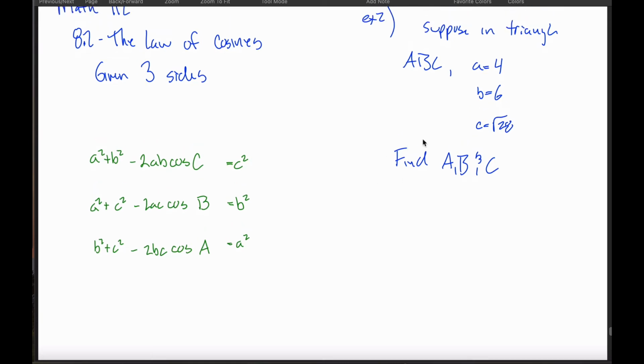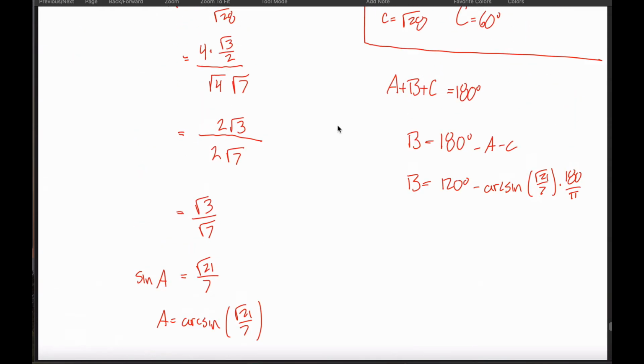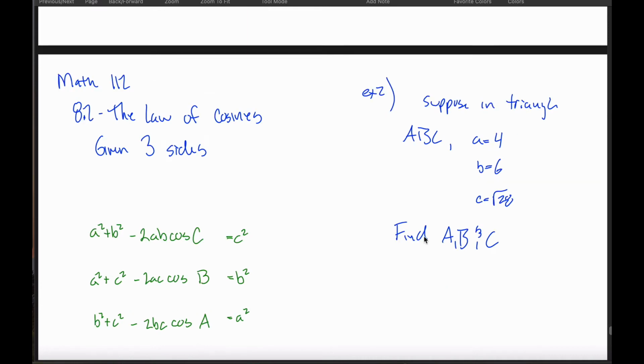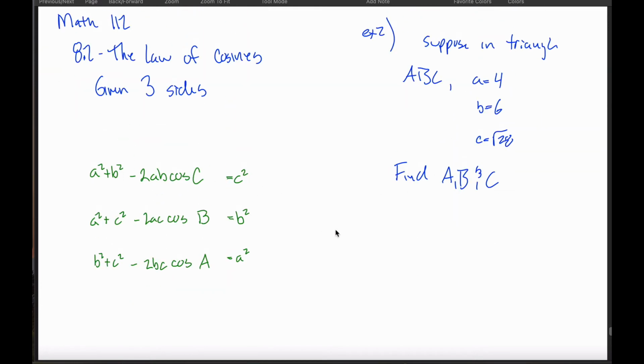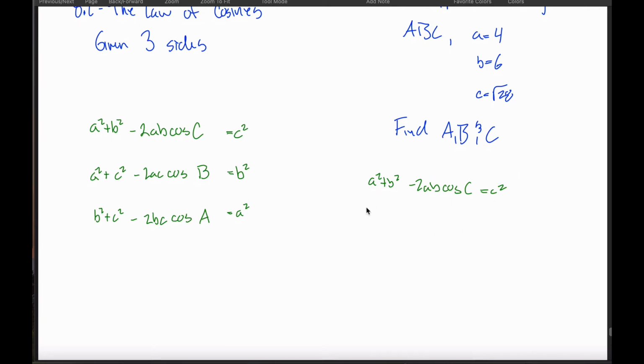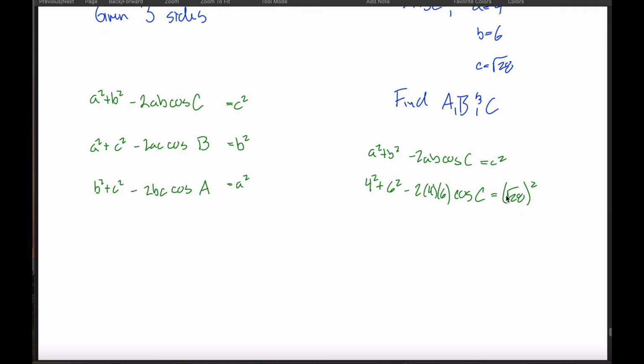Let me demonstrate. If you're really observant, you might notice that these numbers are the exact same numbers that we ended up with as our example in the previous video. So it should be the case that capital C is equal to 60 degrees. Let's see if that works. If I take this formula right here and I plug in 4, 6, and the square root of 28 in place of a, b, and c, I would have 4 squared plus 6 squared minus 2 times 4 times 6 times the cosine of capital C. Again, I don't know capital C. I figured that out in the previous example, but right now we're assuming we don't know that, is equal to the c squared, so the square root of 28 squared.